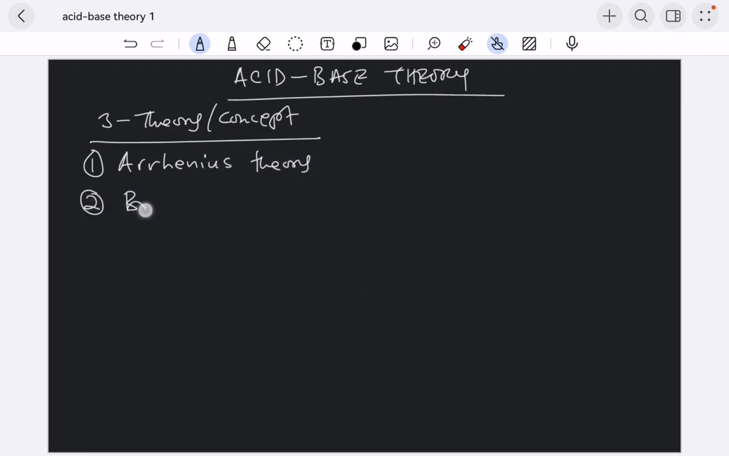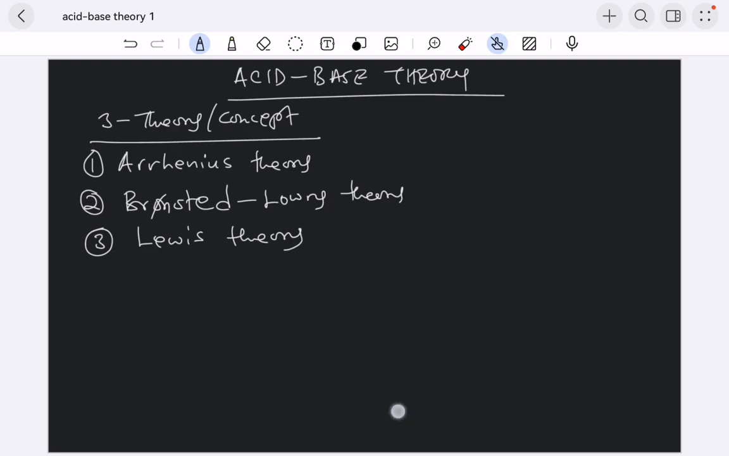We have what is known as the Bronsted-Lowry theory. And lastly, we have what is known as the Lewis theory. So these are the three theories that govern the description of an acid and a base. So without wasting much of the time, we can quickly dive into what is known as the Arrhenius theory.